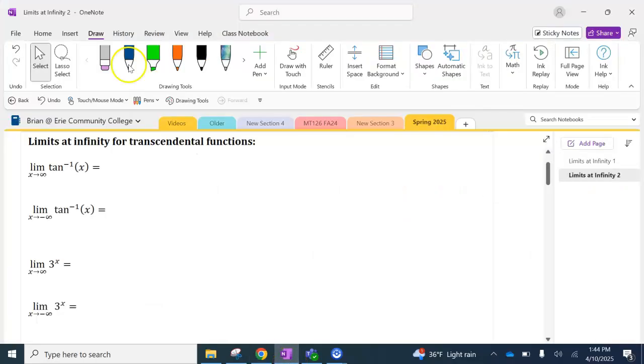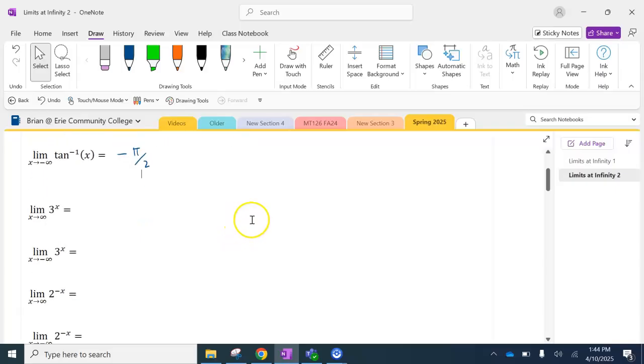All right, so what are we seeing here? As x goes to positive infinity, it's going towards pi over 2. As x is going to negative infinity, this is approaching or leveling off at negative pi over 2. For exponential functions, all right, we should know what the graph of this exponential function looks like. So I'm just going to give it a quick sketch here.